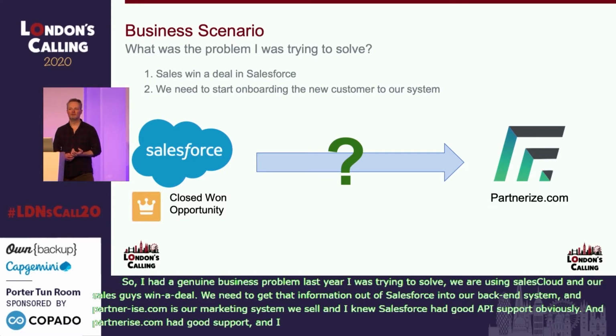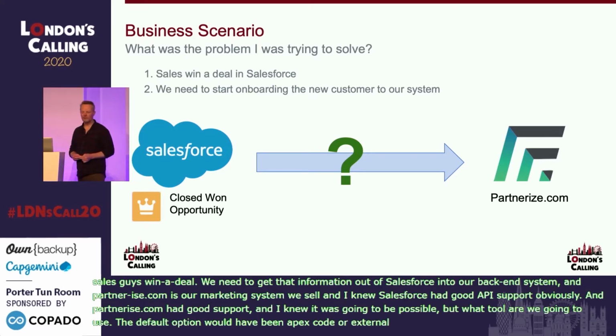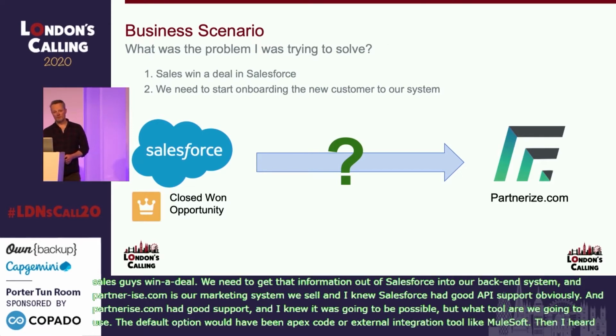And probably the default option would have been either some Apex code or an external third-party integration tool like MuleSoft or something like that would have been good ways. But then I heard about external services, so I thought this would be a scenario I could test out to see if this would be appropriate for us.